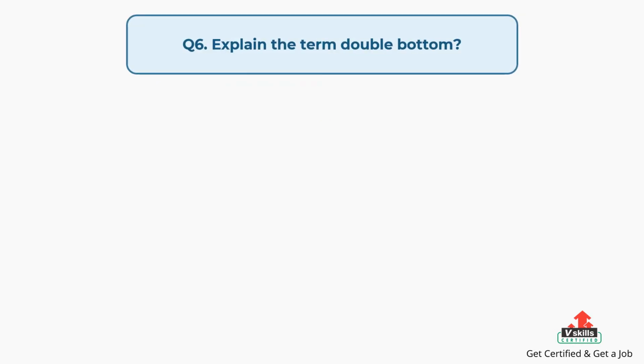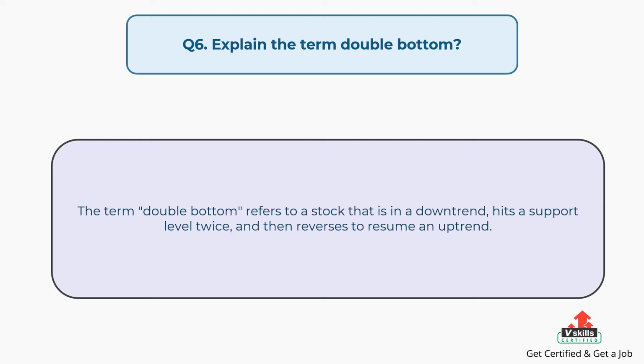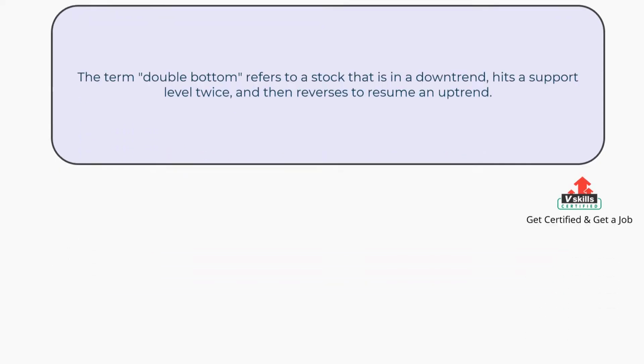Question number 6. Explain the term double bottom. The answer is, the term double bottom refers to a stock that is in a downtrend, hits a support level twice, and then reverses to resume an uptrend.